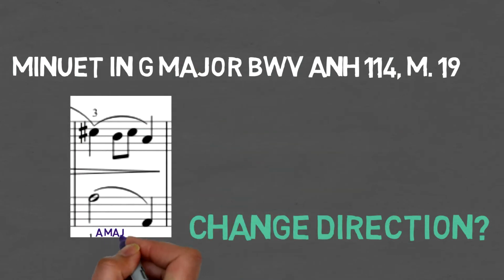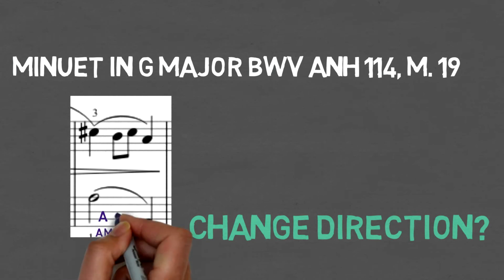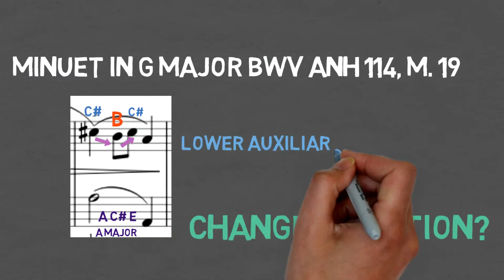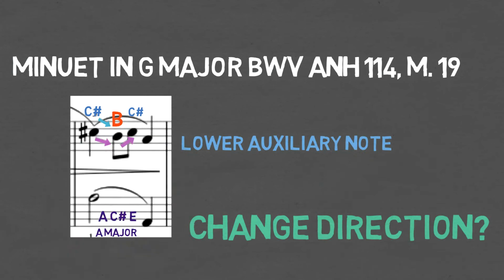Here the chord being played is A major with the chord notes A, C sharp, E. B is the non-chord note. It changes direction and goes back to C sharp. Such notes that move a step and come back to the same note are called auxiliary notes or neighbor tones. Further, these notes can be classified as upper or lower auxiliary notes, which, as the name suggests, are upper or lower than the chord note. In this minuet, it is the lower auxiliary note, as B is lower than C sharp.